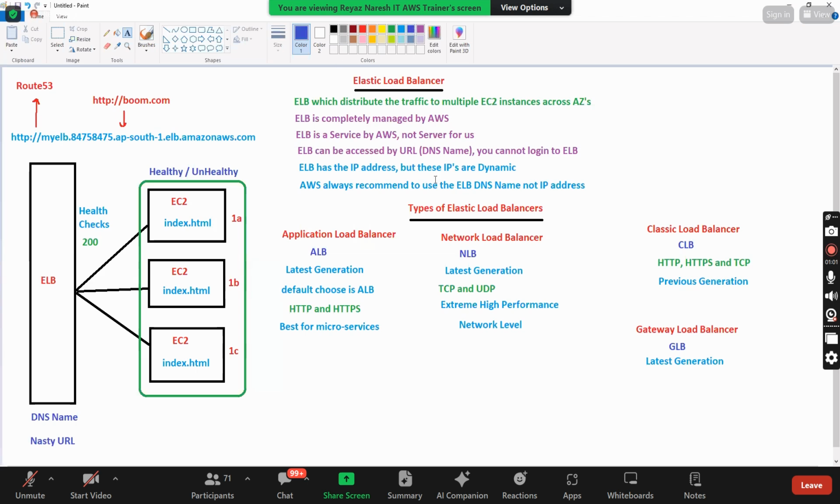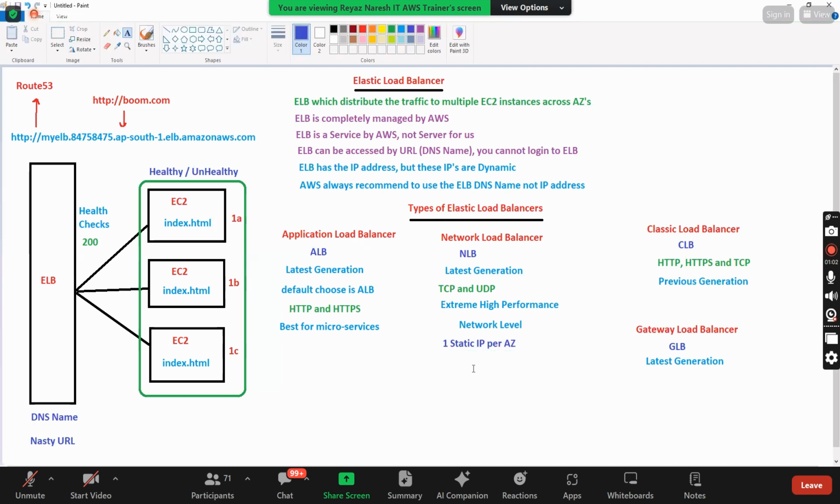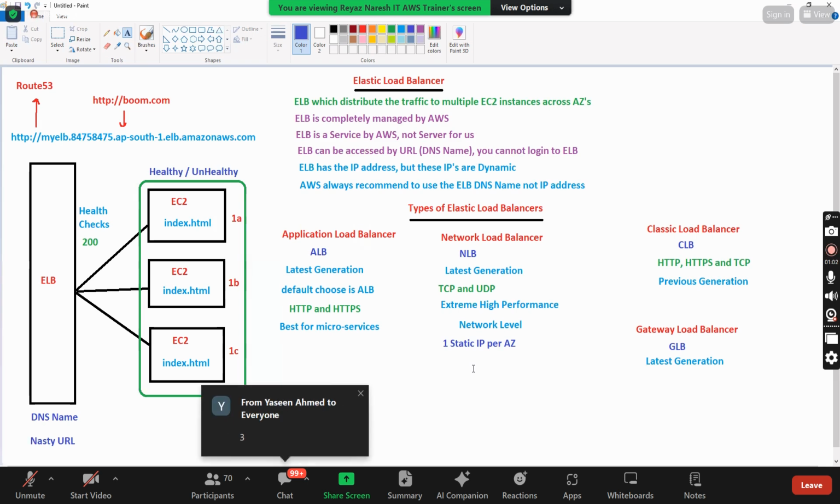A very good, important certification question here is, it will provide a static IP. How many static IPs will it provide? One static IP per availability zone. How many availability zones are there in Mumbai? 3. So how many static IPs will it provide? 3, one per availability zone. So this is the question: which load balancer in AWS provides static IPs? Network load balancer. How many static IPs? One per availability zone. Static or dynamic? Static.